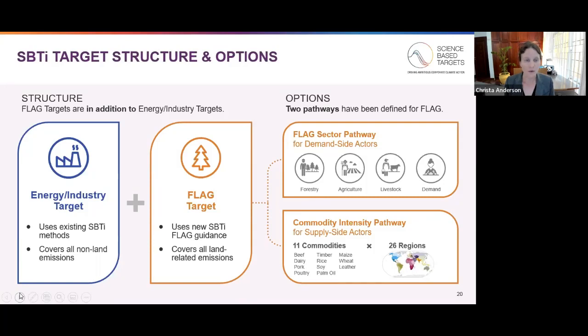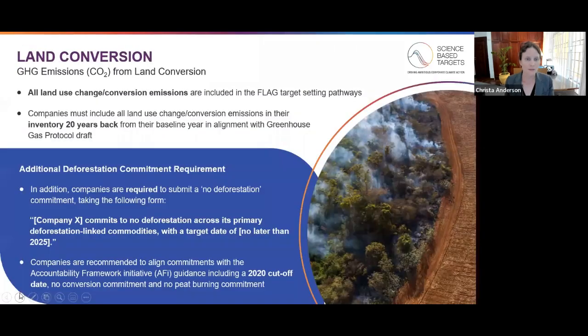This is really important in the land sector because of the variety of approaches and also because of the diversity of agricultural opportunities. So these commodity intensity pathways were built on one of the main integrated assessment models that's really well parameterized for the land sector. It's called IMAGE 3.0, and you can find out much more about it in our methods document. So these are the two main approaches under FLAG target setting. That sector pathway covers everything in the overall sector, and then these specific commodity intensity pathways are intensity based for those specific commodities. Next slide, please.